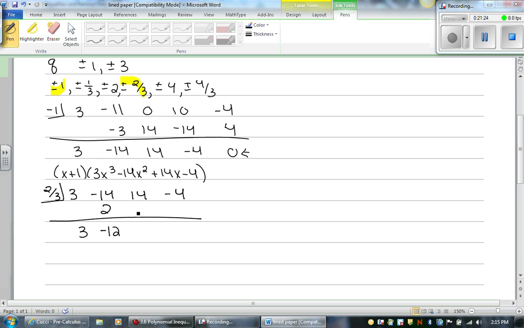Gives us negative 8. 14 minus 8 gives us 6. 6 times 2/3 gives us 4. Negative 4, and that gives us 0. So look at that. We have another factor. So now we have x plus 1, we have x minus 2/3, and we have 3x squared minus 12x plus 6. Okay? So we've got some pretty good information here.